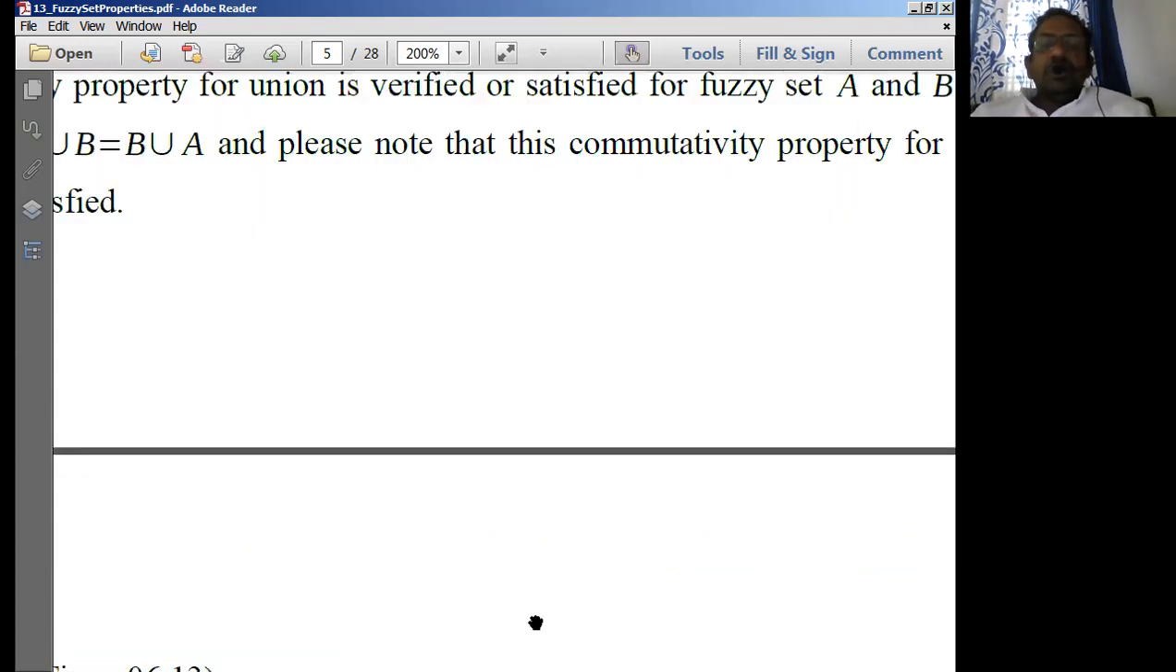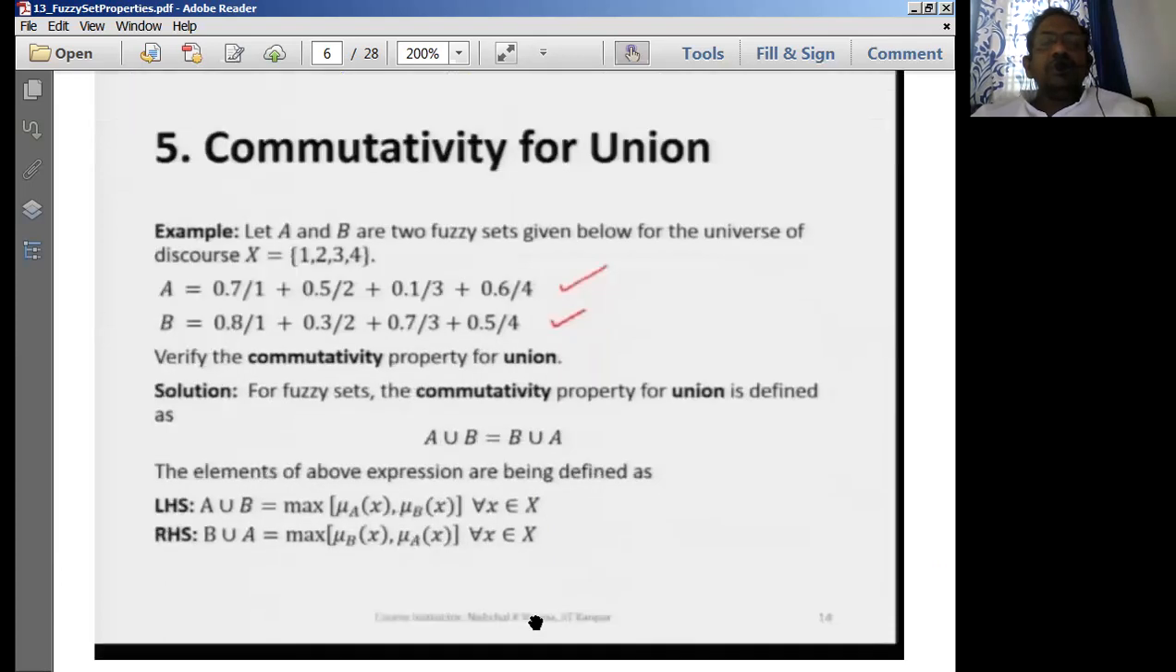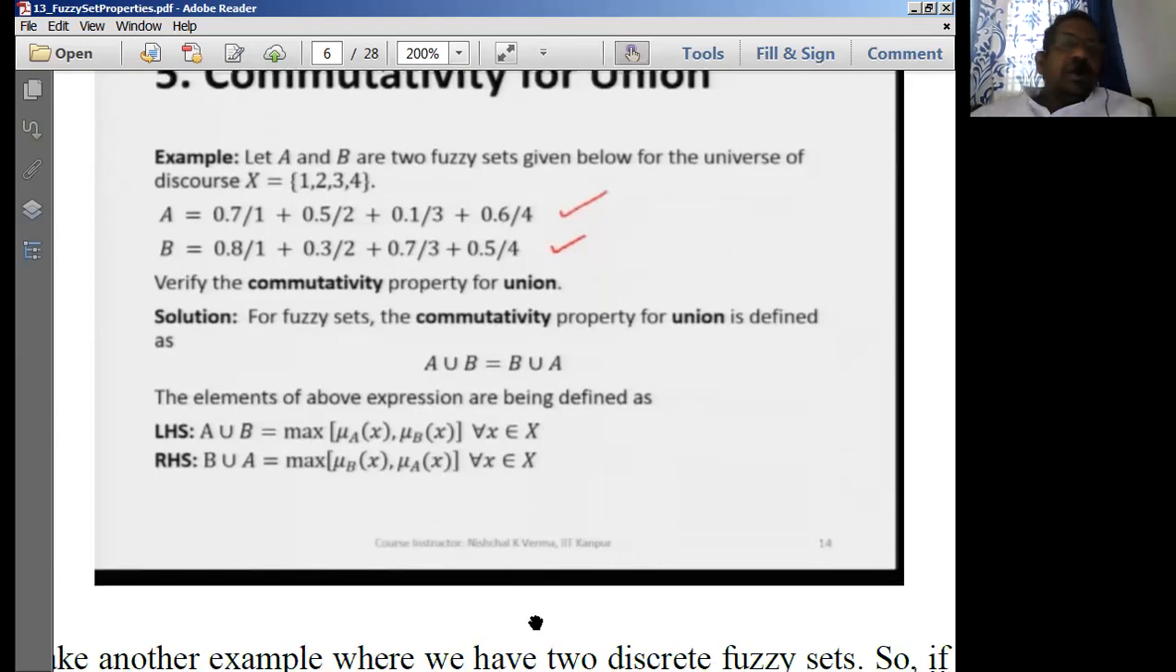Okay, now the next point is what? Let us look at the same commutativity with a discrete set. Let us take a discrete set. A is going to be something like this, B is going to be something like this, and we have to prove A union B is equal to B union A for this particular set.